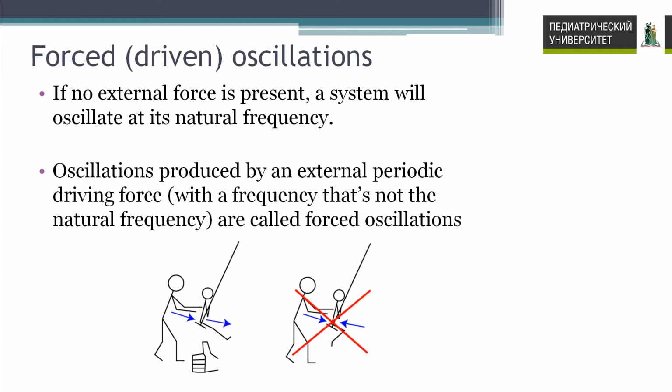Such compensation can be made due to a force external to the oscillatory system. The energy of the system is replenished due to the work of an external force. Oscillations caused by an external periodic driving force with a frequency different from the natural frequency are called forced oscillations.